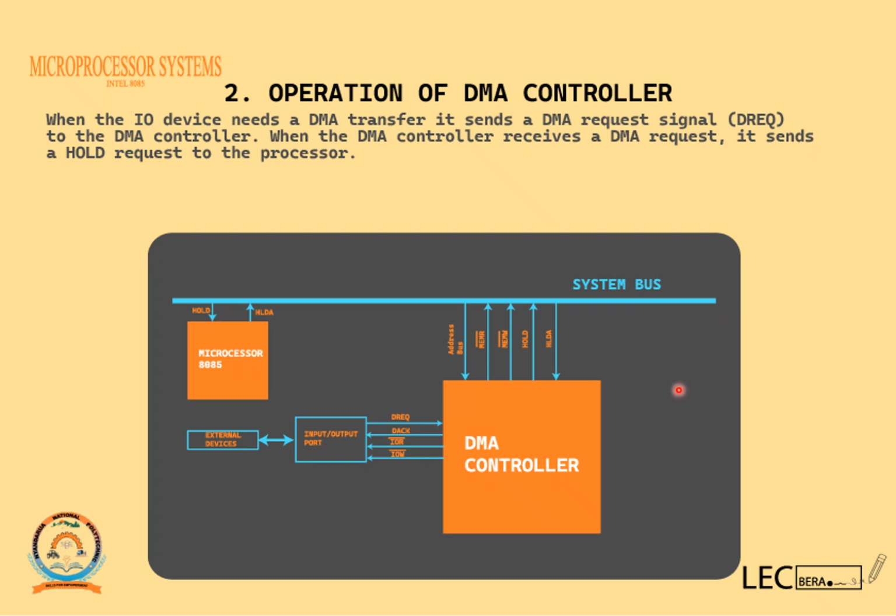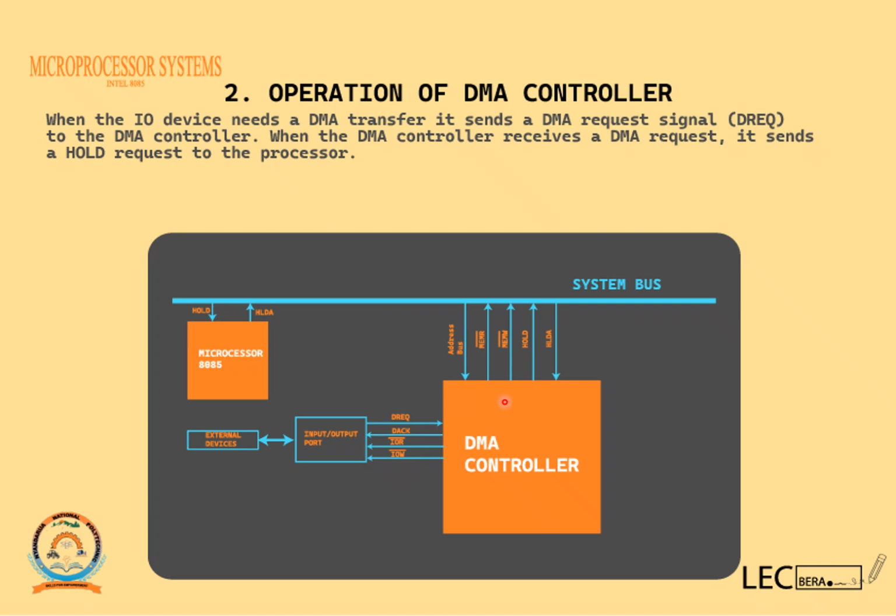Now, after the setup phase, whereby we've seen that the microprocessor is going to tell the DMA where the data is coming from, where the data is going, the size of the data we are exchanging, and the mode of operation. After that, when the input-output device needs a DMA transfer, it sends a DMA request signal. So we are going to send a DREQ signal, this signal here, to the DMA controller. When the DMA controller receives a DMA request, it sends a hold request to the processor.